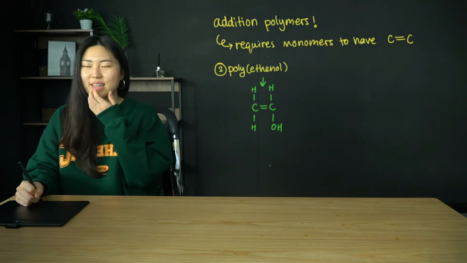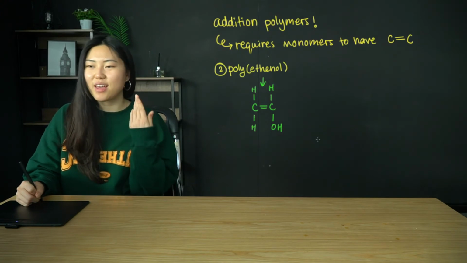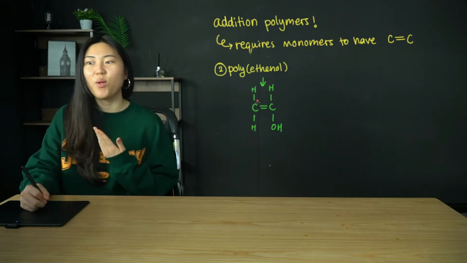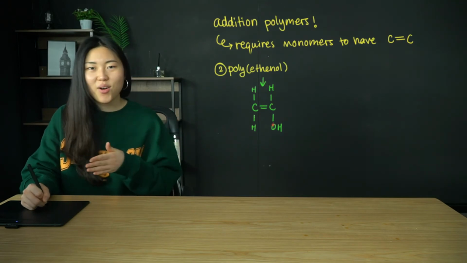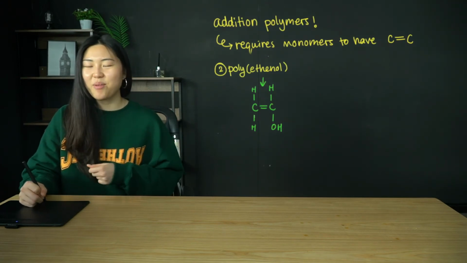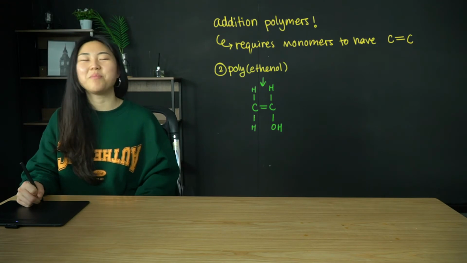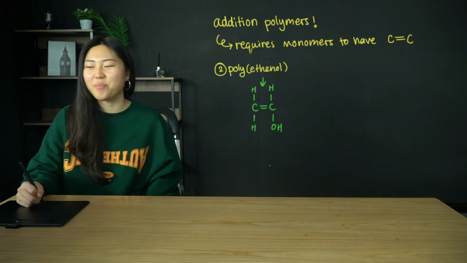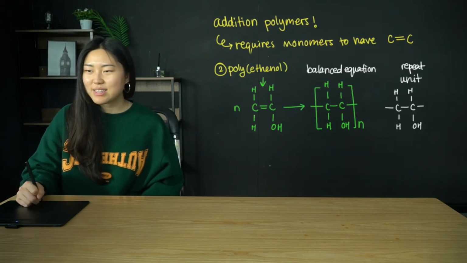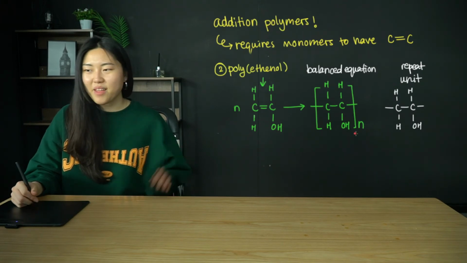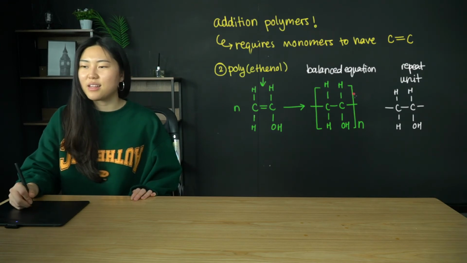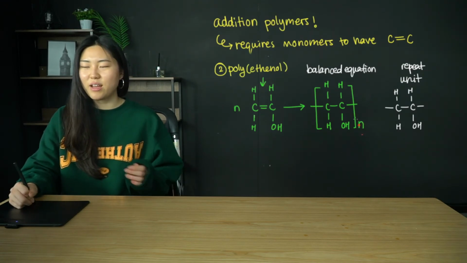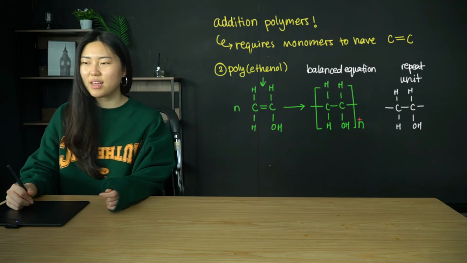And we have the second addition polymer that we should look at, which is a polyethanol. This is an ethene with an alcohol group on it. Very easy, a little more simple than polypropene amide. So same thing, the balanced equation would look like that, with the n on the left side and the n on the right bottom of these square brackets.